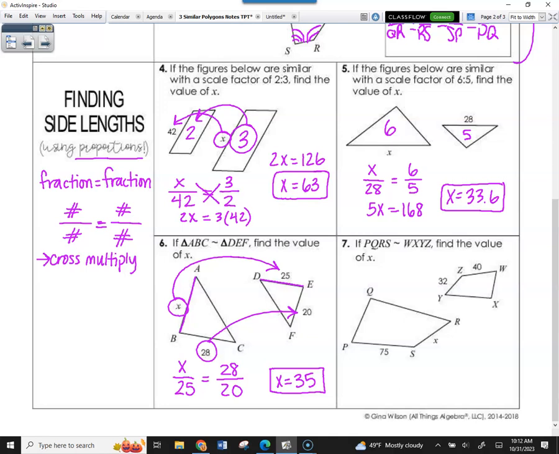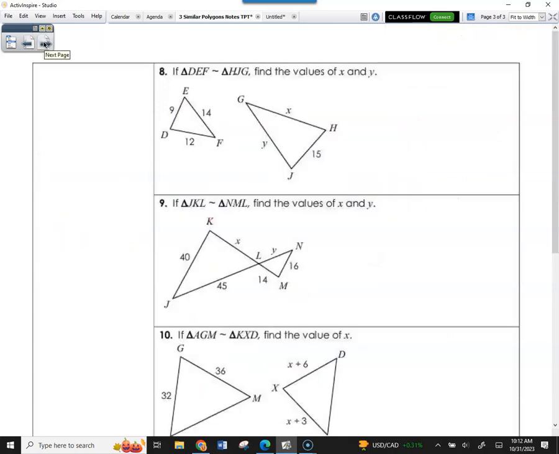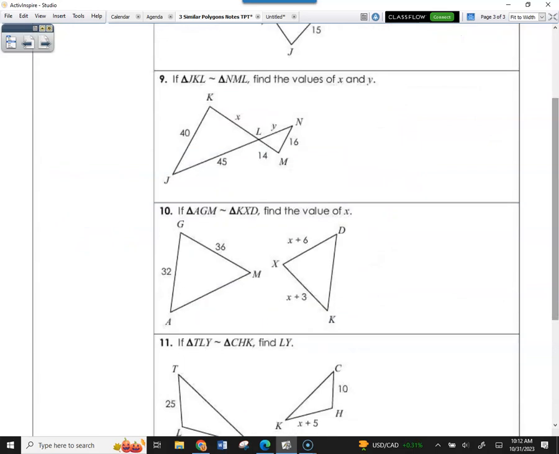Let's jump to number 10. Please jump to number 10. Didn't I give you all this on a second piece of paper? Yeah, I stapled it. So go to number 10. What is different in number 10?